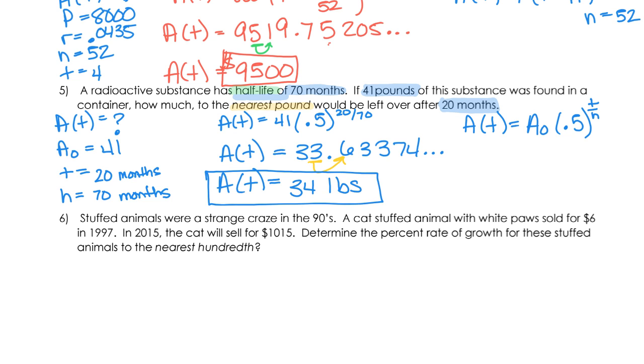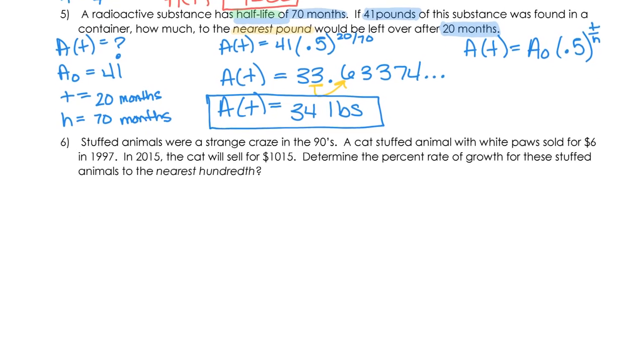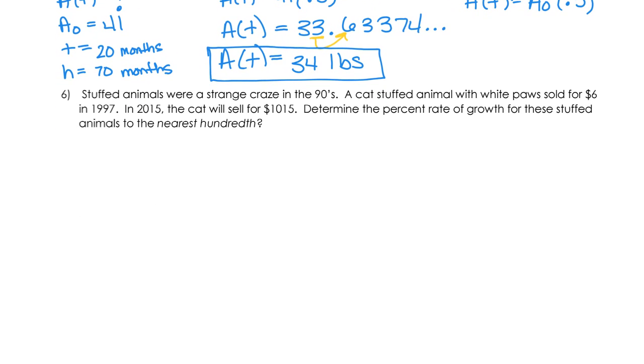Okay. All right. One last one on this side. Stuffed animals were a strange craze in the 90s. Kind of a strange problem. A cat stuffed animal with white paws sold for $6 in 1997. In 2015, the cat will sell for $1,015. Okay, so we got $6 in 97, 2015, 1015. Okay, I think they're referring to Ty Beanie Babies in this question, just so you guys know. Determine the percent rate of growth for these stuffed animals to the nearest hundredth. So there's our rounding directions.